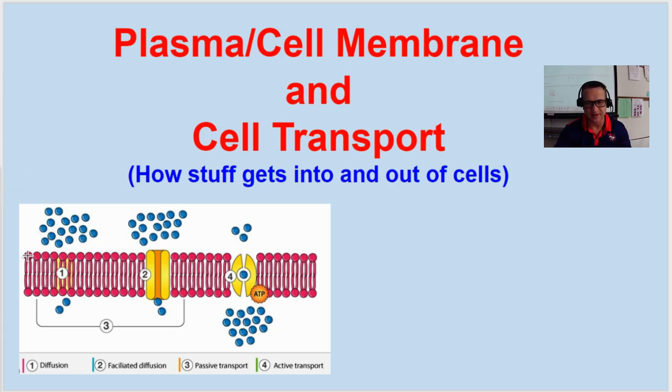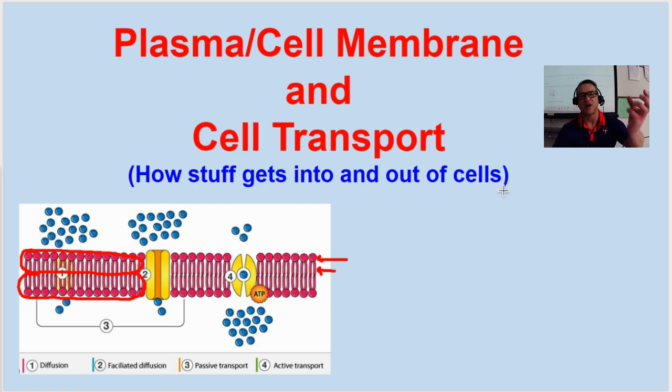You can see here are the phospholipids right here. It's two layers. You've got this layer on the outside and then this layer on the inside. So it's a bilayer, two layers of phospholipids. Remember, the phosphate is hydrophilic, it likes water, and the lipid tails on the inside of the membrane are hydrophobic, they don't like water. And it's also about cell transport, or how stuff gets into and out of cells.